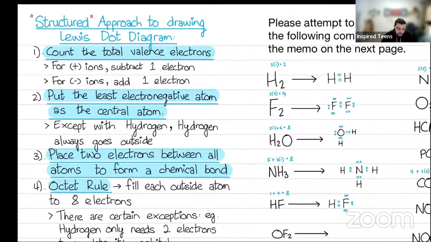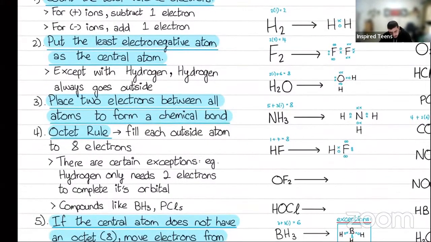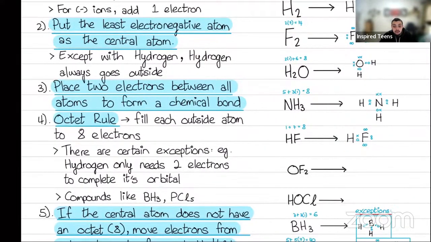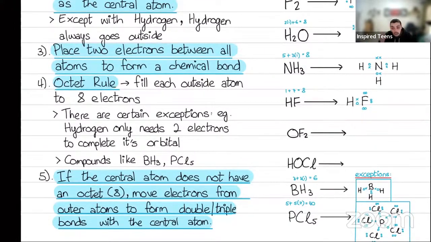Okay, we counted the total valence electrons. For positive ions, we subtracted 1. Remember, for negative ions, you add 1. This one was -2, so we added 2. Right. Then number 2, put the least electronegative atom as the central atom. So that's what we did, except with hydrogen. Hydrogen is on the outside. We didn't have hydrogen, so that's fine. Number 3, place 2 electrons between all atoms to form a chemical bond. We did that. And then we followed the octet rule to fill each outside atom to 8 electrons. We didn't have to worry about hydrogen. We didn't have to worry about the exception.